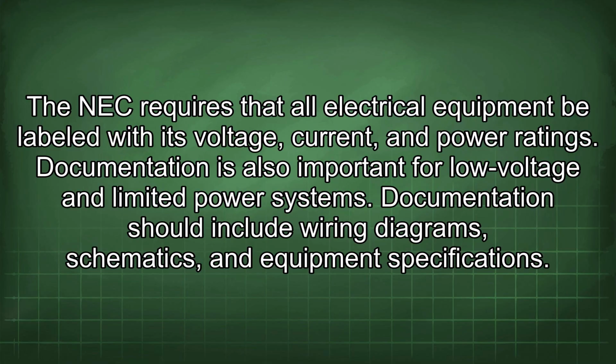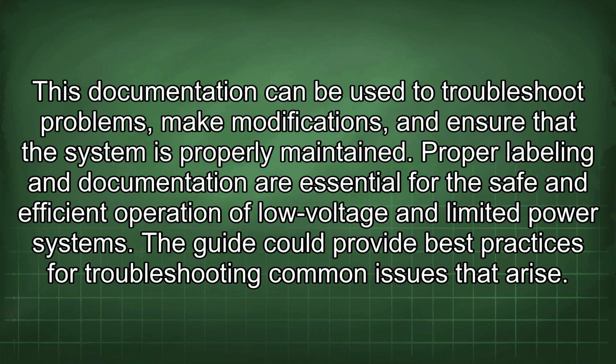Documentation is also important for low voltage and limited power systems. Documentation should include wiring diagrams, schematics, and equipment specifications. This documentation can be used to troubleshoot problems, make modifications, and ensure that the system is properly maintained. Proper labeling and documentation are essential for the safe and efficient operation of low voltage and limited power systems.